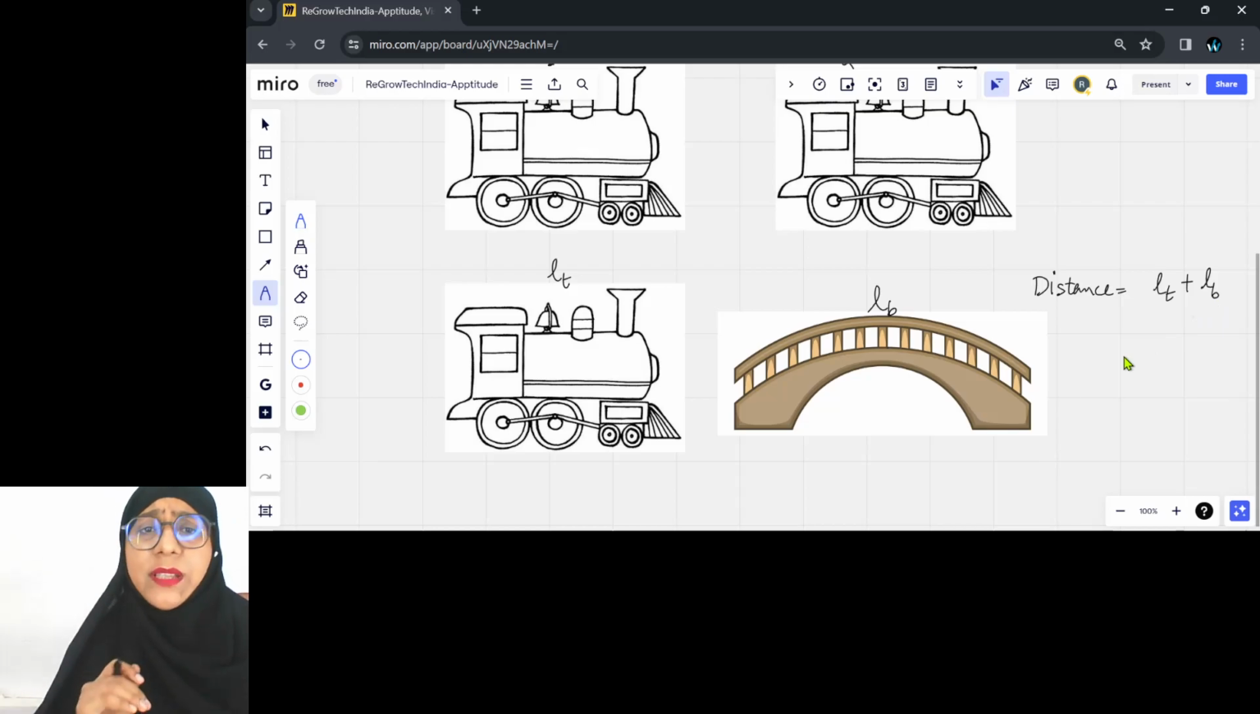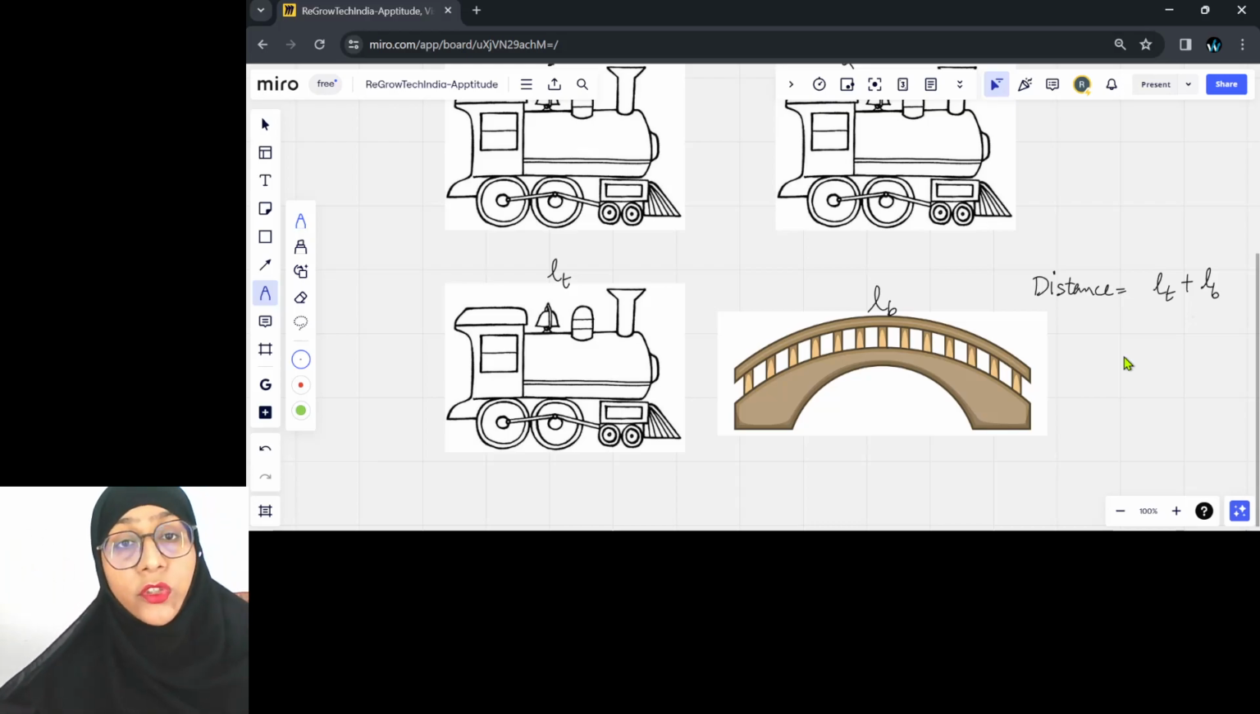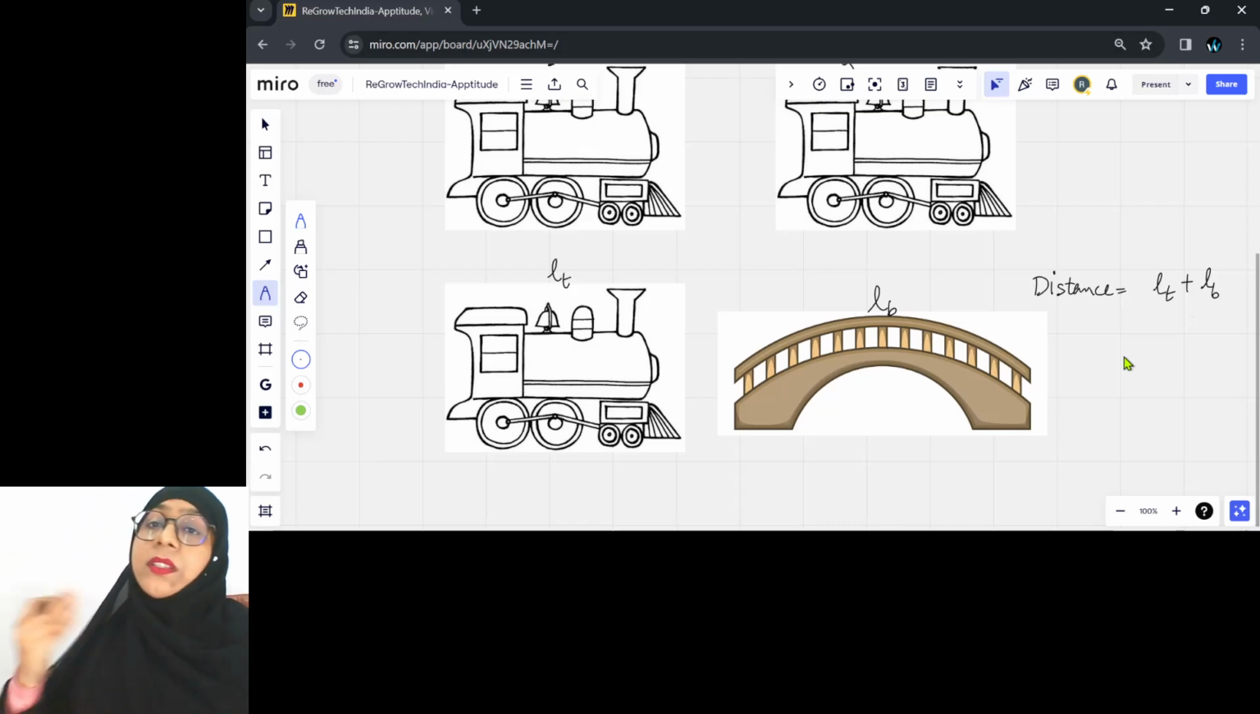So this is one concept that you will see: how we calculate the distance covered by a train when we have to calculate how much time it took in order to pass the other train, or pass the bridge, or pass the platform, or if it is just a man, right? So this is the case.